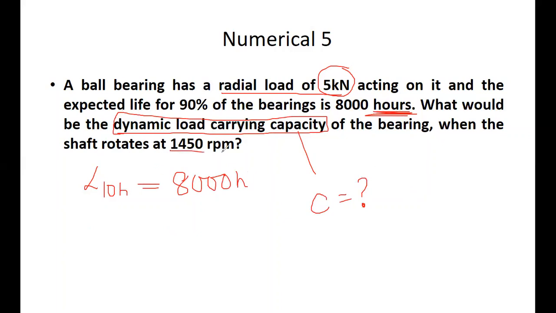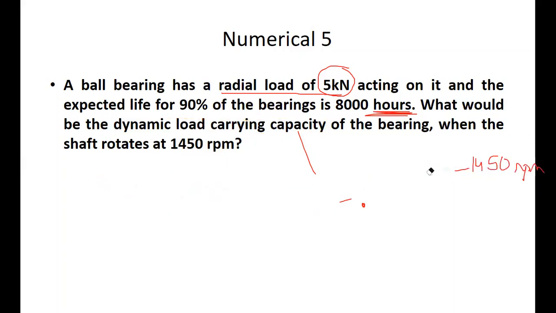When the shaft is rotating at small n, which is 1450 RPM. So n is given as 1450 RPM. So we have to find out C. The first thing, obviously, we do not have our equivalent load, so we will first find out the equivalent load. Before that, our life is in hours, so we are going to convert it into million revolutions, right?